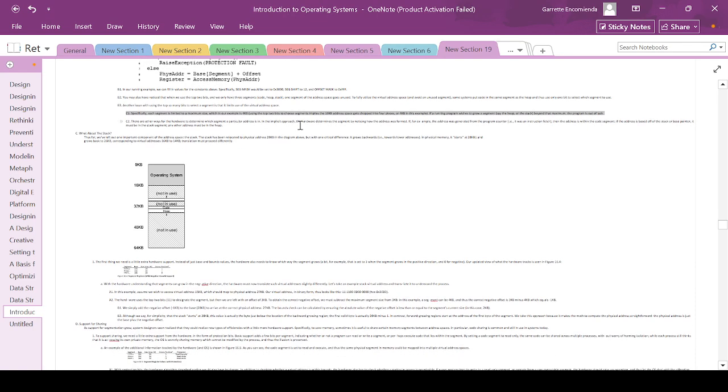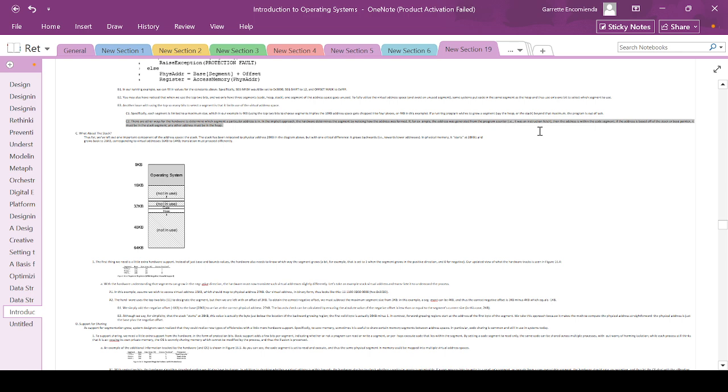Using 2 bits to choose the segment implies the 16 kilobyte address space gets chopped into 4 pieces of 4 kilobytes in this example. If a running program wishes to grow a segment, say the heap or the stack, beyond the maximum, the program is out of luck. There are other ways for the hardware to determine which segment a particular address is in. In the implicit approach, the hardware determines the segment by noticing how the address was formed.